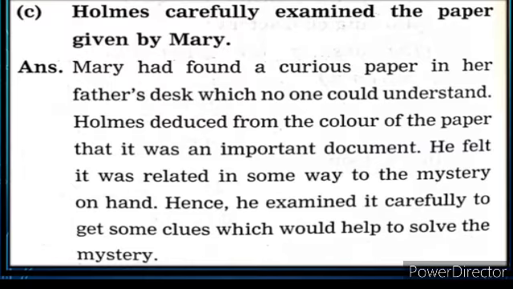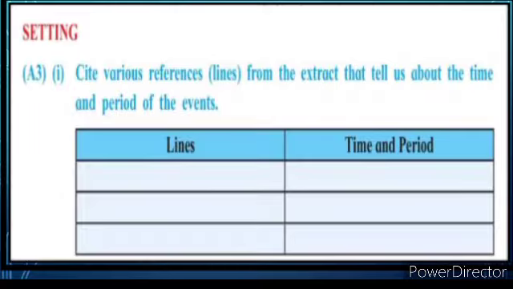Holmes carefully examined the paper given by Mary. Mary had found a curious paper in father's desk which no one could understand. Holmes deduced from the color of the paper that it was an important document. He felt it was related in some way to the mystery on hand, hence, he examined it carefully to get some clues which would help to solve the mystery.